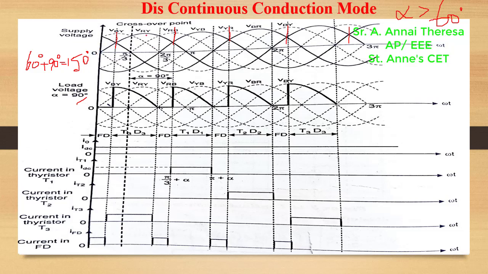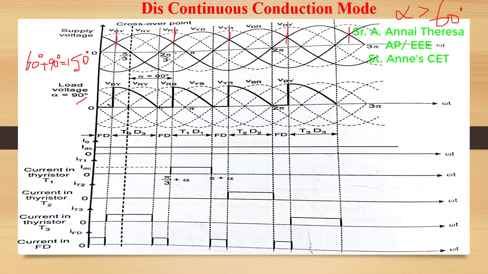So for this wave, this is the 150 degrees, and here we have to trigger a thyristor. For the next wave, this is the 150 degrees, and here we trigger the thyristor. Here also, with the previous waveform, this is the 150 degrees, and we trigger a thyristor. First let us see this 150 degrees.